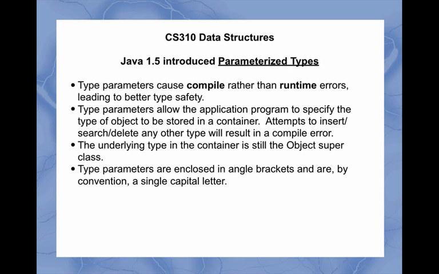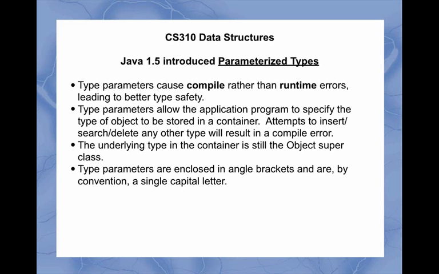Parameterized types were introduced in Java 1.5. And that was the goal, to produce compile time rather than runtime errors. This provides better type safety. Type parameters let the application programmer specify the kind of object to be stored in the container. If you try to insert any other kind of object, then you'll get a compile error.